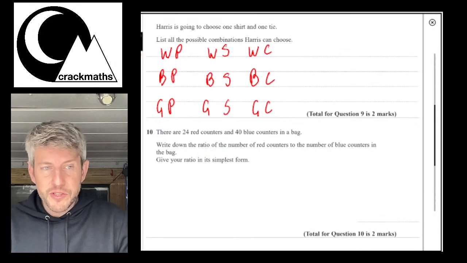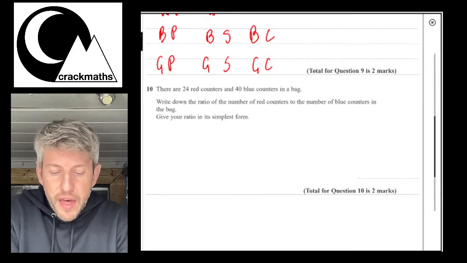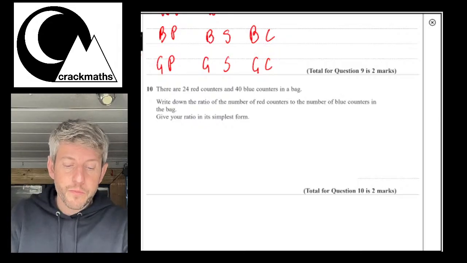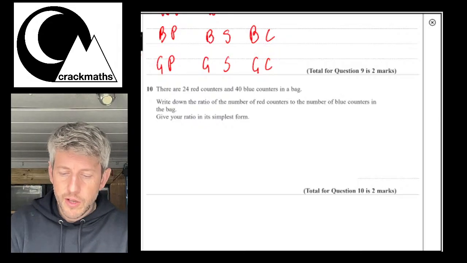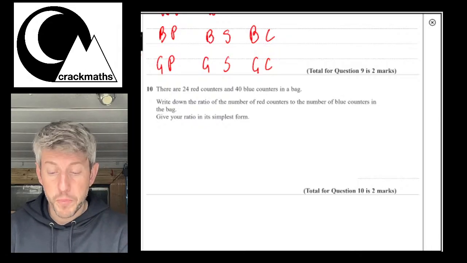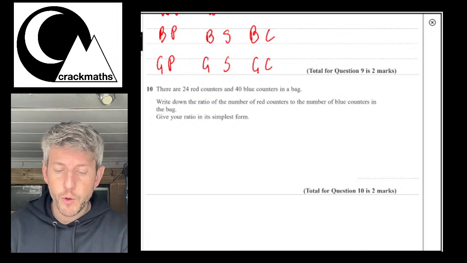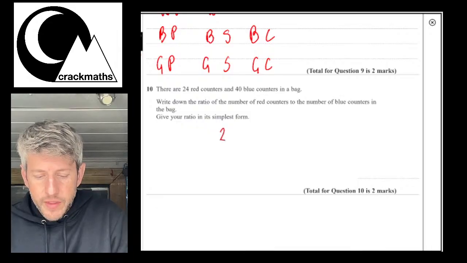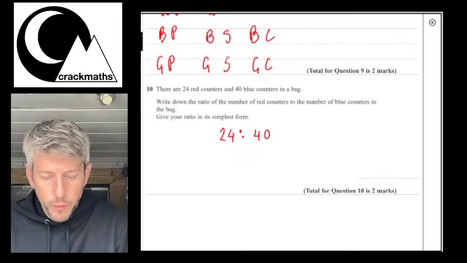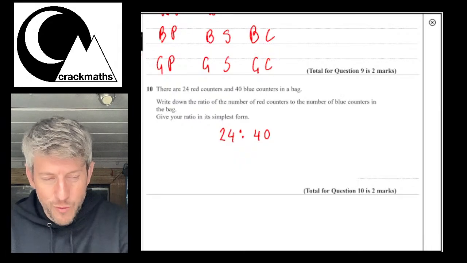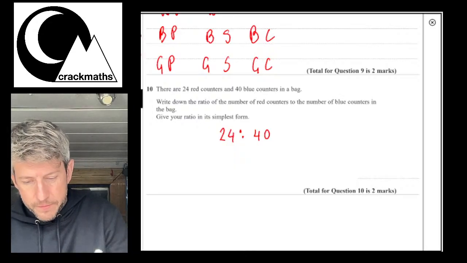Okay, question 10. There are 24 red counters and 40 blue counters in a bag. Write down the ratio of the number of red counters to the number of blue counters in the bag. Give your ratio in its simplest form. So this is going to be 24 to 40. Okay, they wanted it red, just double checking here. They definitely wanted it red to blue. So we've got here red to blue is 24 to 40.